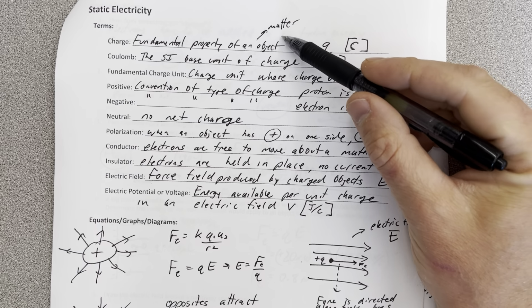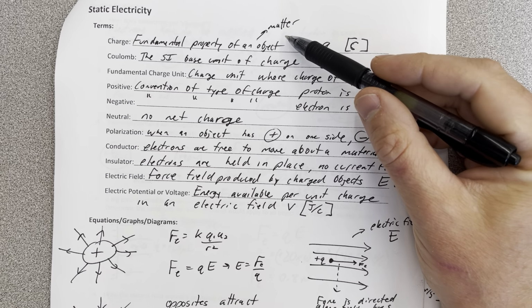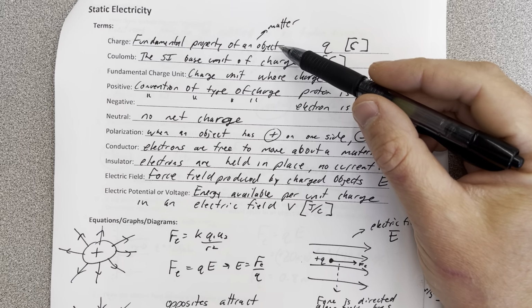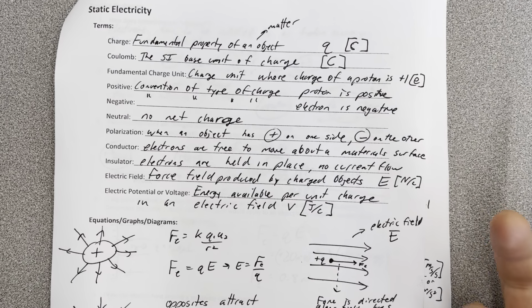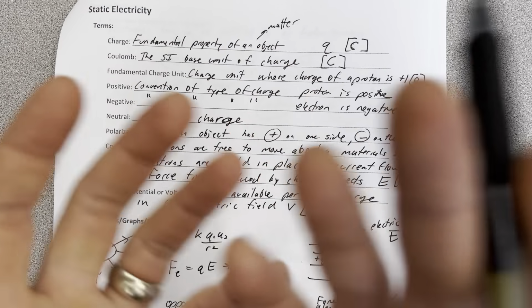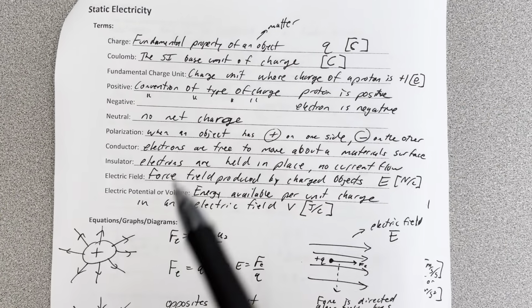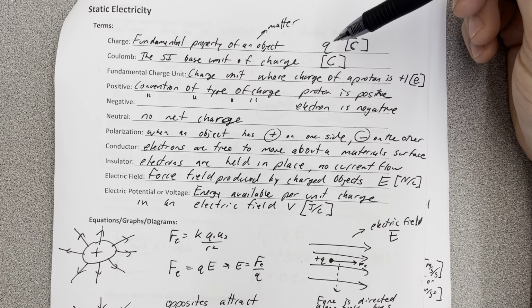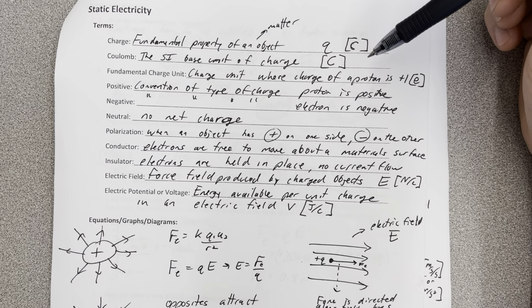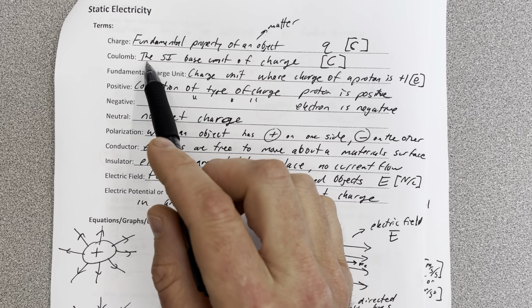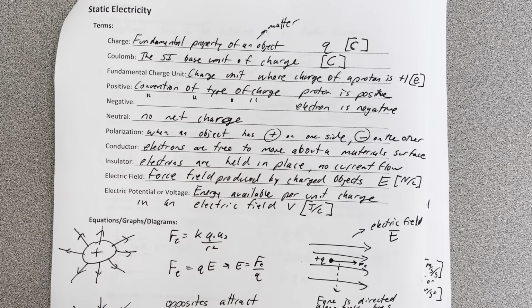Well, it's a property of electrons and protons. Just like mass is a property of electrons and protons, what is it? Well, it's its existence. Charge is also its existence. It's just fundamental. Very hard thing to define, so to speak, but pretty easy to observe how charged objects behave. Coulomb, named after Augustin Coulomb, is the SI base unit of charge, capital C.